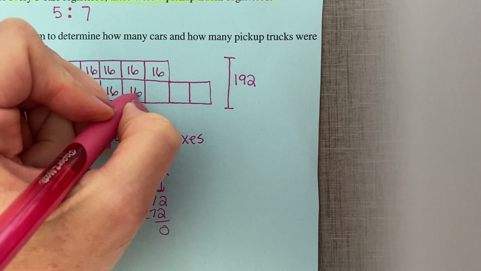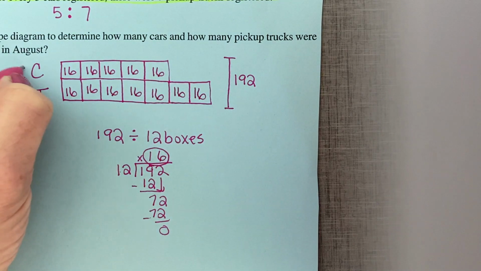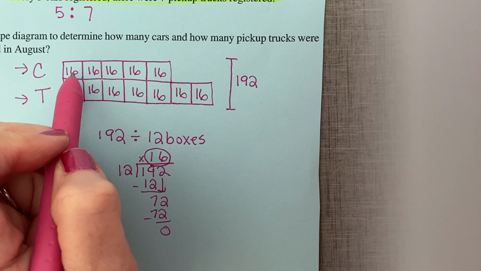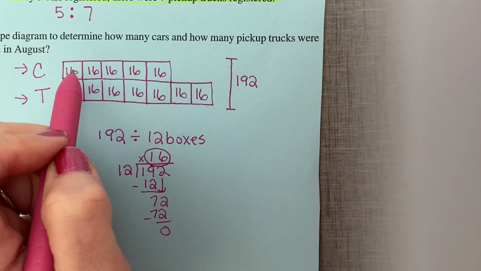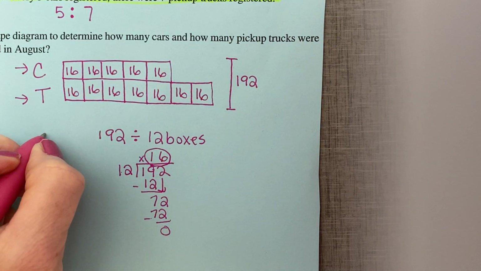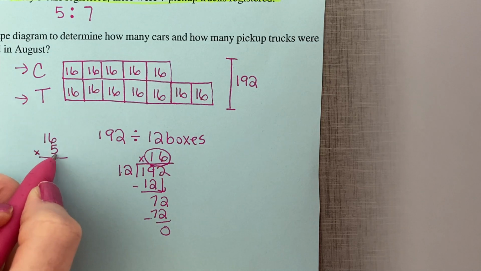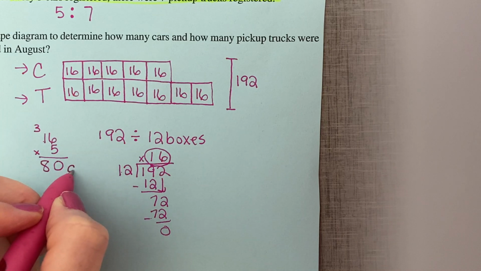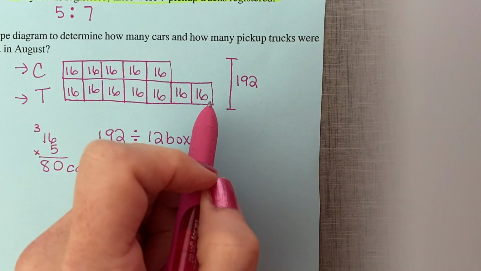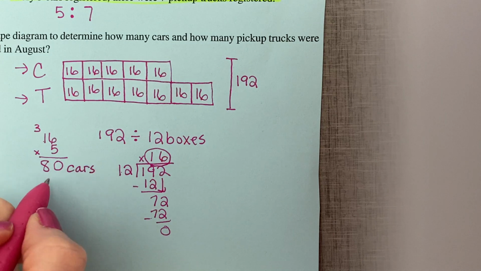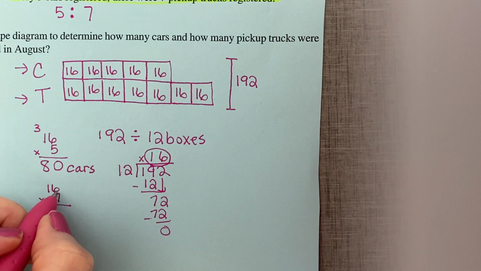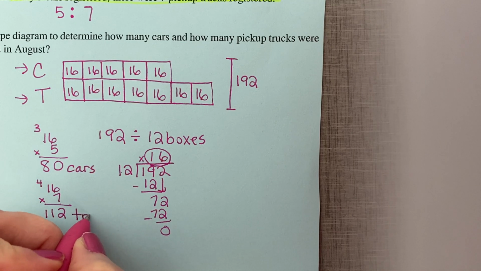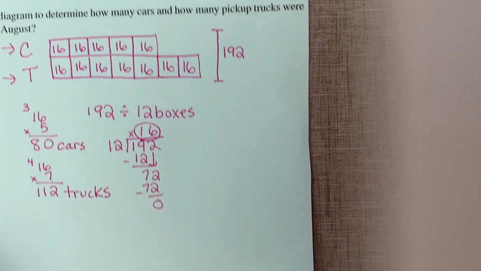And once we do that, the rest is pretty easy because now we can see the breakdown of how many cars we have and how many trucks we have. So let's talk about cars first. So we have 16 in 5 boxes. So we have to take 16 times 5 boxes. Well, 6 times 5 is 30, carry that 3. 5 times 1 plus 3 would be 80. So there will be 80 cars. Now for trucks, we have 16 in 7 boxes. So we'll have to take 16 times 7. 6 times 7 is 42, carry that 4. 7 times 1 plus 4 is 11. So 112 trucks.